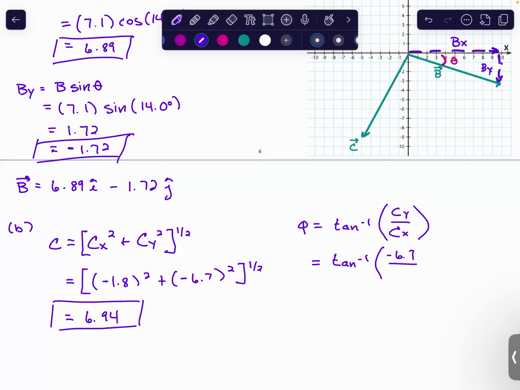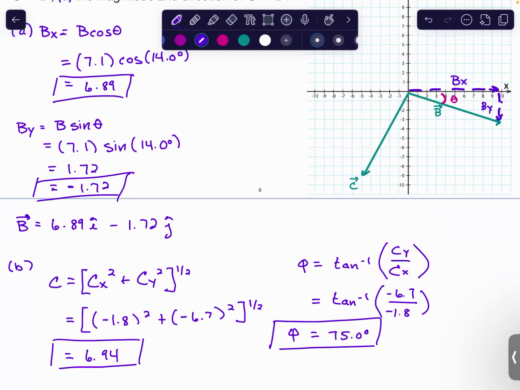Negative 6.7 over 8. That's going to give us a direction. Something in my calculator, that's 75 degrees. But then we have to ask ourselves, where is that 75 degrees at? That's just dealing with the third quadrant.